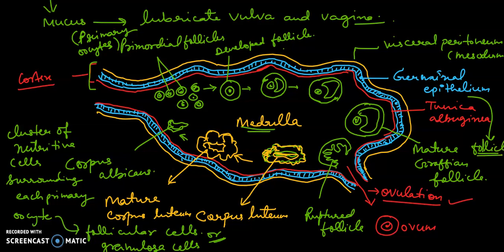So remember, each follicle consists of a primary oocyte which is diploid. After a certain stage, when the primordial follicles mature, they become a large follicle called the Graafian follicle, which develops only once in about 4 weeks, within a 4-week period.